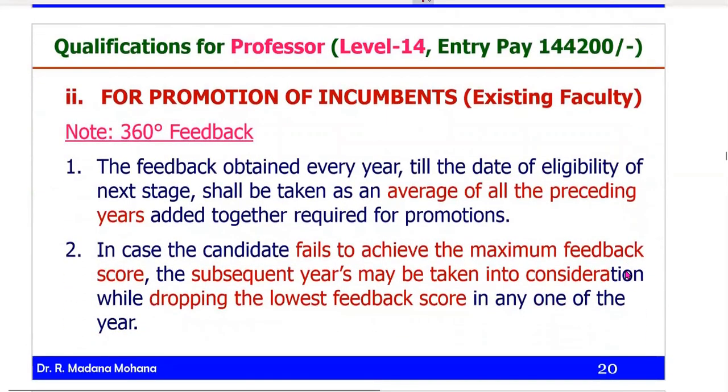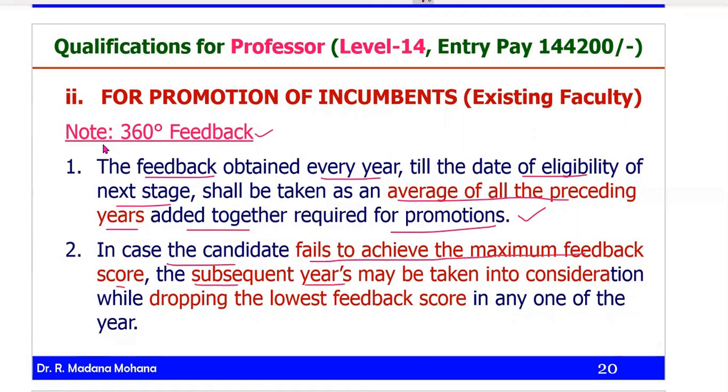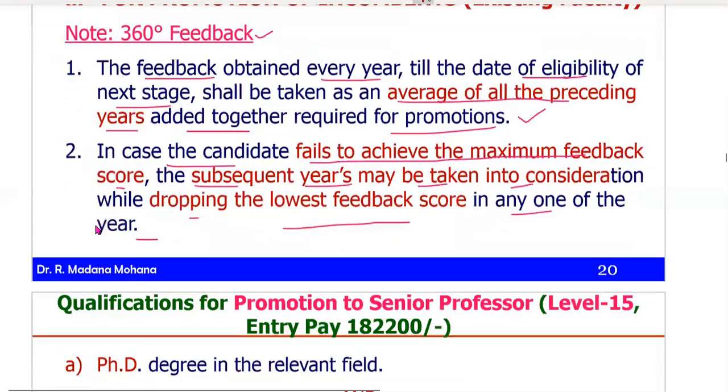For feedback, some important points you have to note. For 360 degrees feedback, the feedback obtained every year till the date of eligibility of the next stage shall be taken as an average of all the preceding years added together required for promotion. In case the candidate fails to achieve the maximum feedback score, then the subsequent years may be taken into consideration while dropping the lowest feedback score in any one of the years. So regarding 360 degree feedback, these are all the important points that need to be remembered.